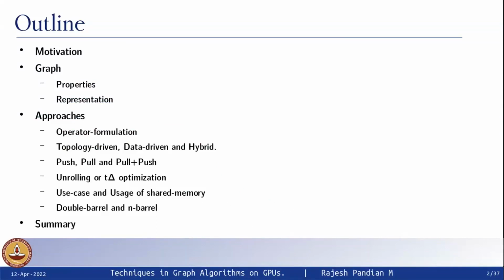First, I'll motivate why we need GPUs for computation. Next, I'll touch upon the graph properties and the graph representation that are helpful on GPUs, and these are the approaches, or we can call them techniques, or optimizations. There is a list of some 5 to 6 optimization techniques which can be combined one with the other, and we can improve the performance of any existing graph algorithm as such. So let's get started.